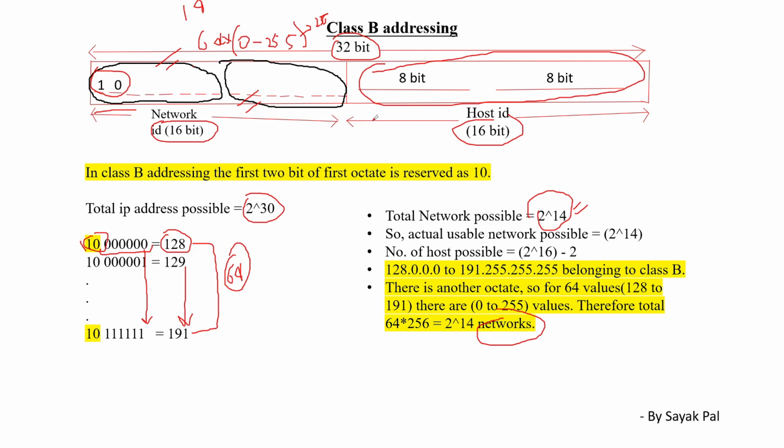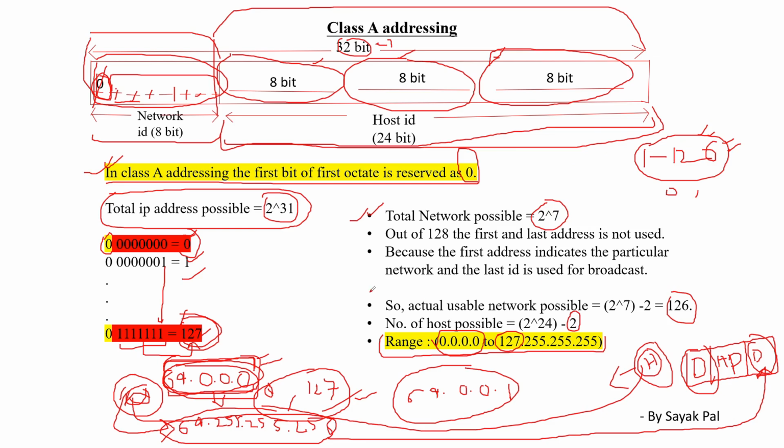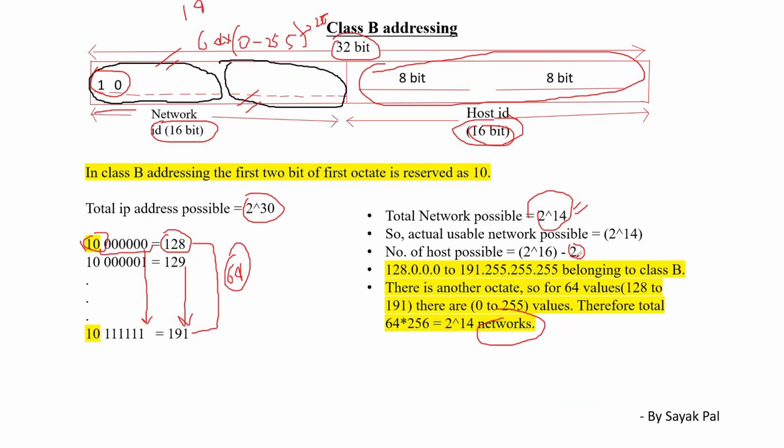Okay, and how many hosts are possible? The host part is nothing but 16 bits, so 2 to the power 16 minus 2 hosts are possible. Why minus 2? Minus 2 because the first and last addresses are not given to any host. The first and last IP address is not given, because we have seen why the first and last IP address in the host part is not given to any host. Same is here, that is why it is minus 2.